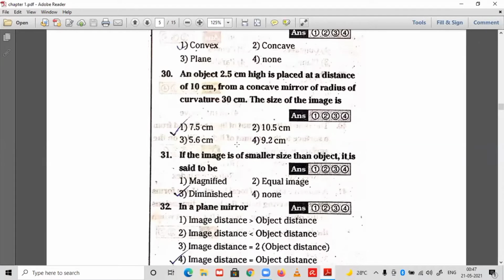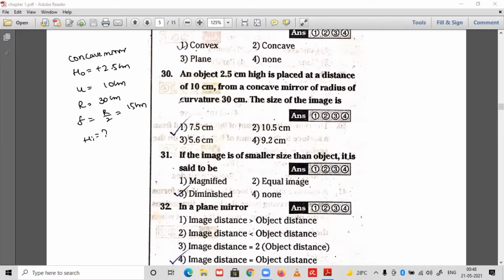Next, 30th question. An object 2.5 centimeters in height is placed at a distance of 10 centimeters, so the object distance is 10 centimeters, in front of a concave mirror having a radius of curvature of 30 centimeters. Now the focal length is r by 2, which will be 15 centimeters. Now he is asking what is the height of the image.